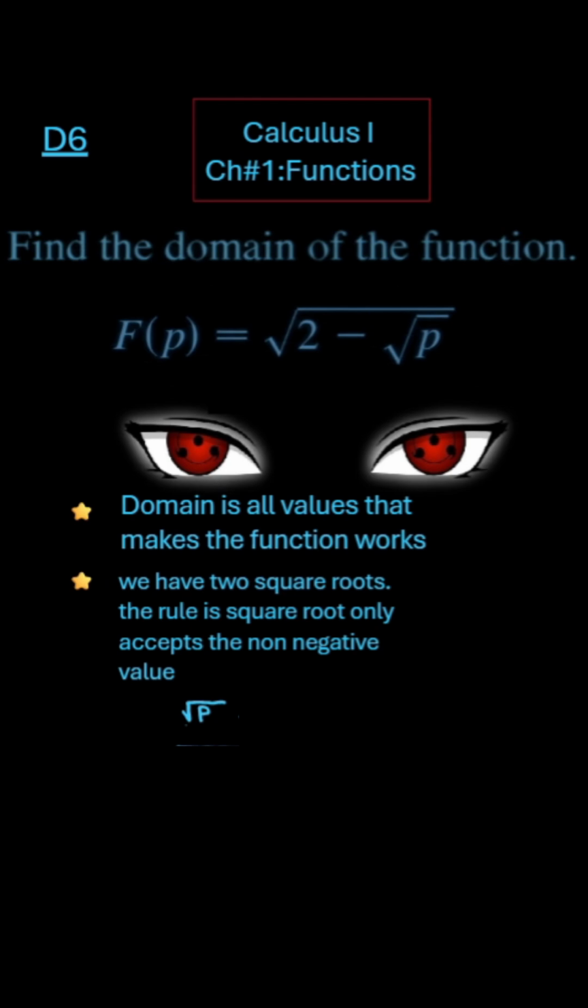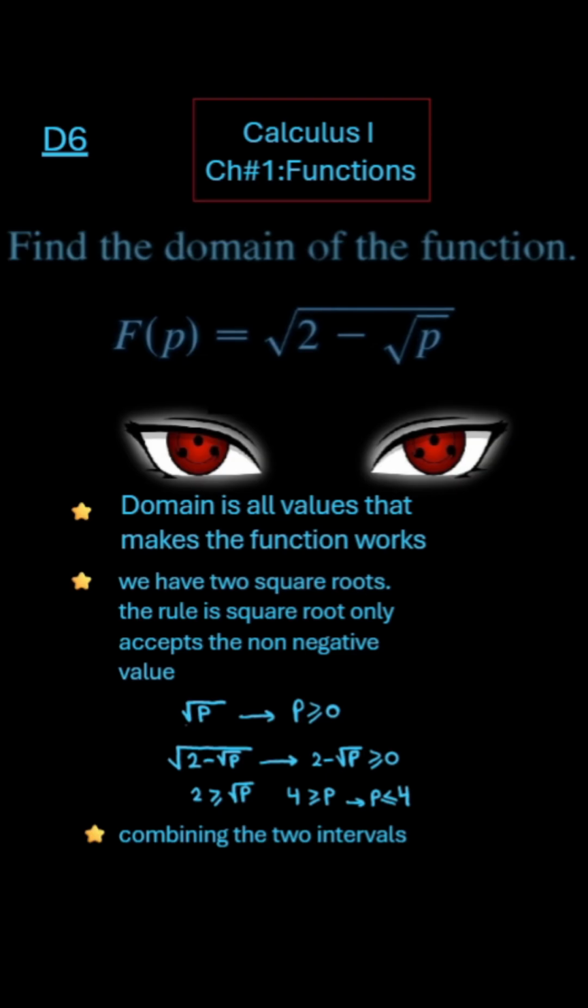For this to be a real number, the value inside must be 0 or positive, so p must be greater than or equal to 0. The entire expression inside the big square root must also be 0 or positive. This means 2 minus square root of p must be greater than or equal to 0. By solving this inequality, we find that p should be smaller than or equal to 4. By combining the two intervals, we find that p should be between 0 and 4. Why did we include 4 and 0 in the solution interval?